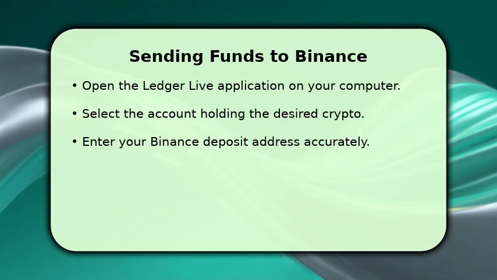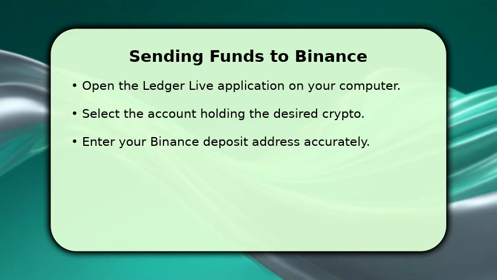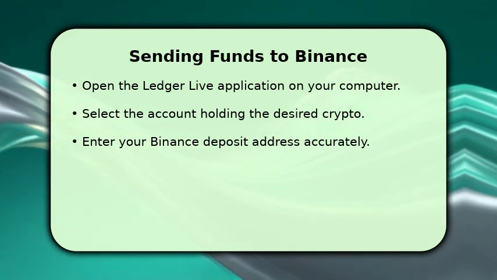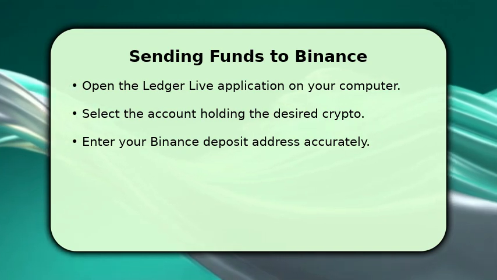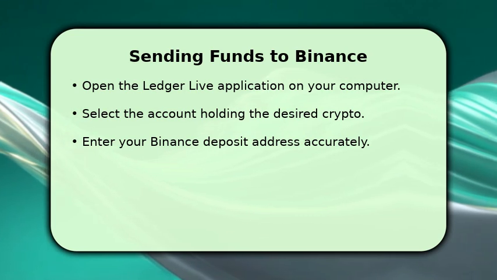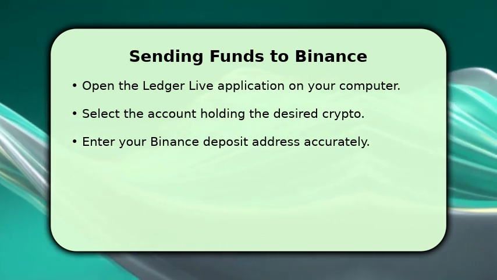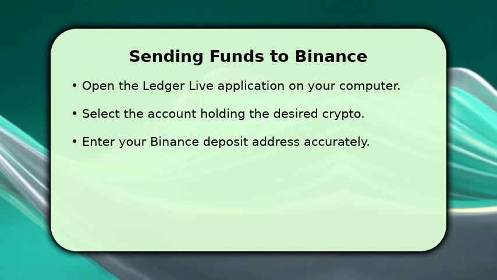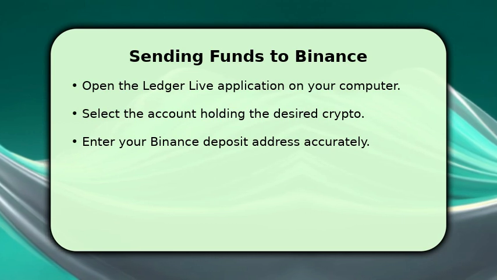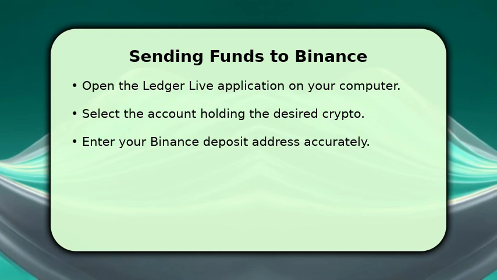When sending crypto from your Ledger to Binance, start by opening the Ledger Live application on your computer. Select the specific cryptocurrency account from which you wish to send funds. On Binance, locate the deposit address for that same cryptocurrency and carefully copy it. Paste this address into Ledger Live. Review all transaction details, including the amount and address. Then confirm the transfer directly on your Ledger Nano X device to authorize the outgoing transaction securely.